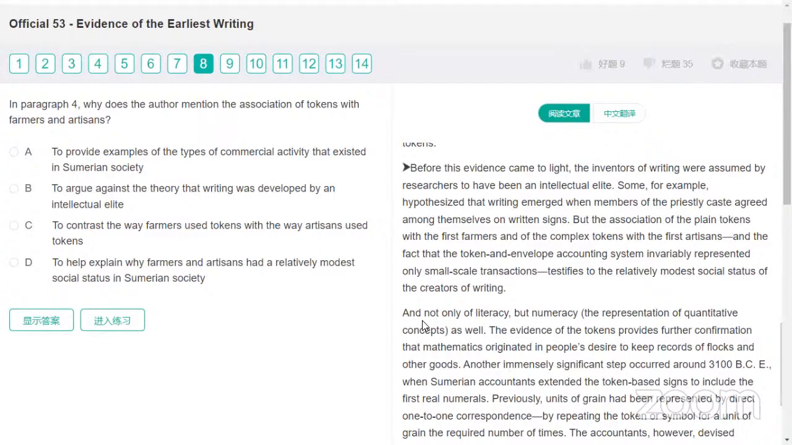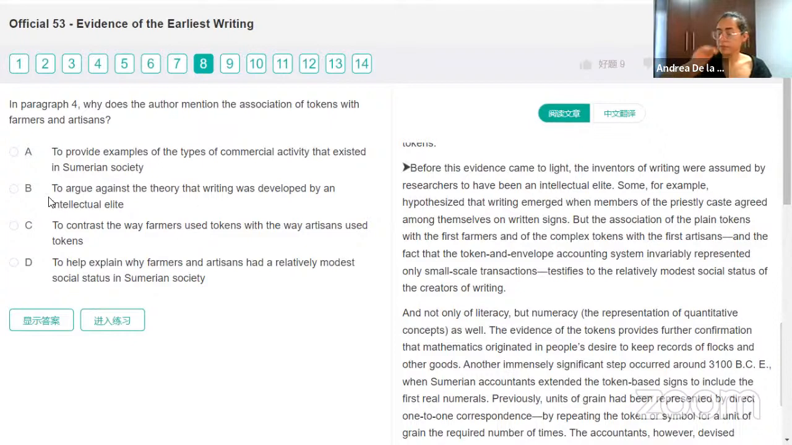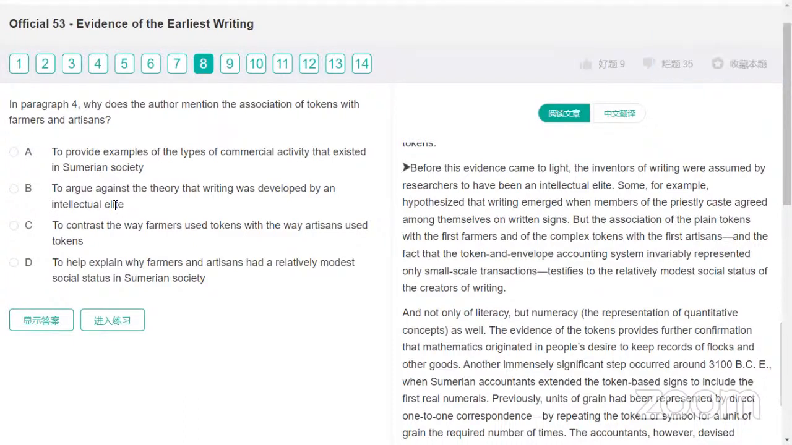B. B, to argue. To argue against the theory. B. B, yep. To help me. No, B. Okay, yeah. Okay.